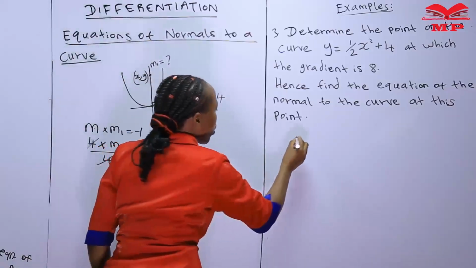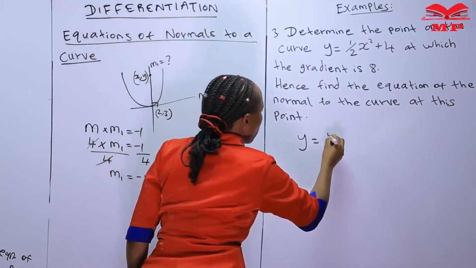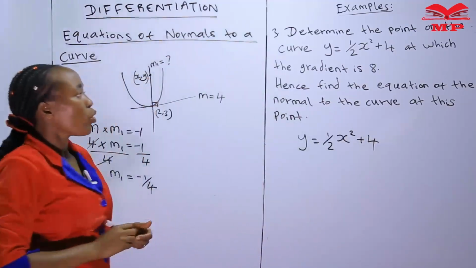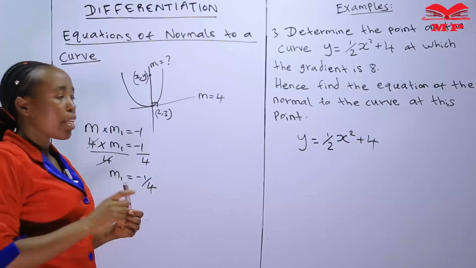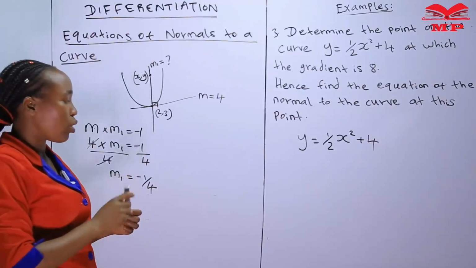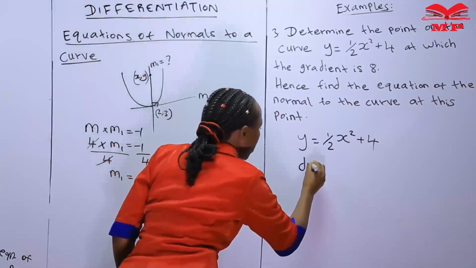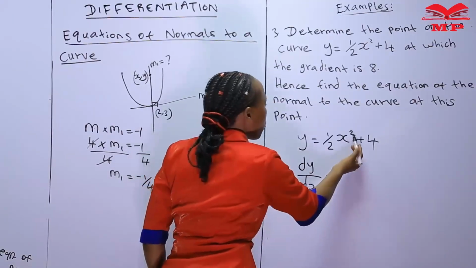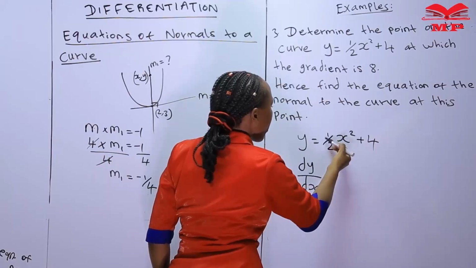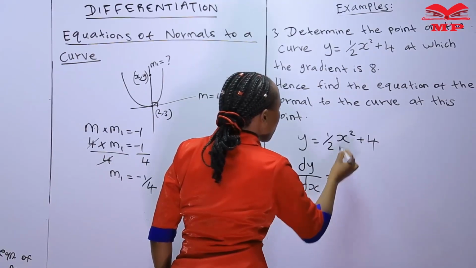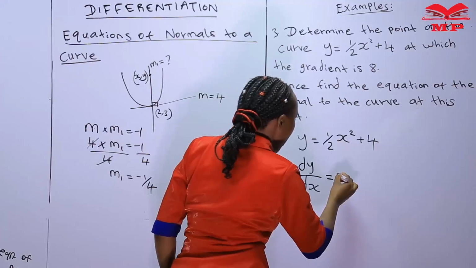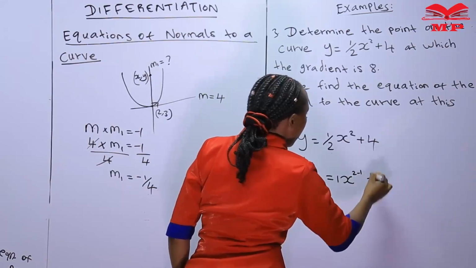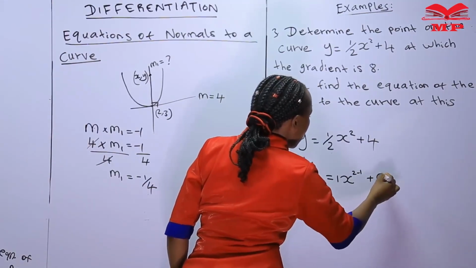So we have the equation of the curve y is equal to a half x squared plus 4. The point where the gradient is 8, and therefore we need the gradient function so that we can equate it to 8. So the gradient function dy/dx, this is our gradient, is equal to 2 times a half, which is the coefficient of x. When we multiply by 2, we'll have 1. So we have 1x, then the power 2 minus 1. Then the gradient function of a constant is 0.